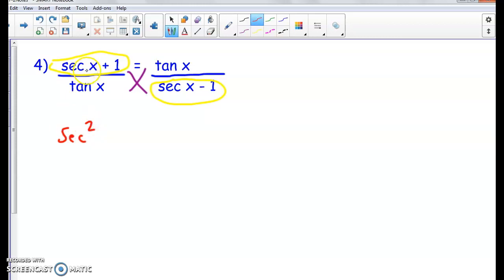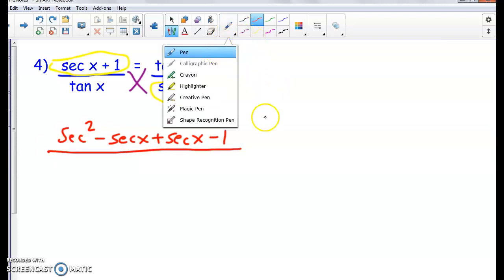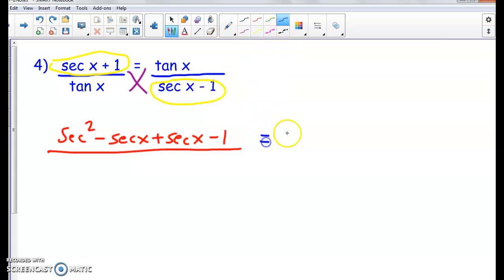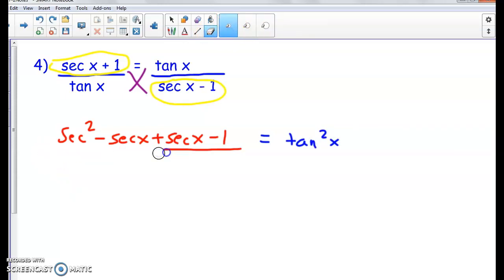So I'm going to do secant x plus 1 times secant x minus 1. I'm going to do the FOIL method. So secant times secant is secant squared. Outside would be negative secant x. Inside would be positive secant x. And last would be negative 1. Okay. And then on the second side, it's going to be tangent squared x. Get rid of this division bar, because I did not mean to do that.